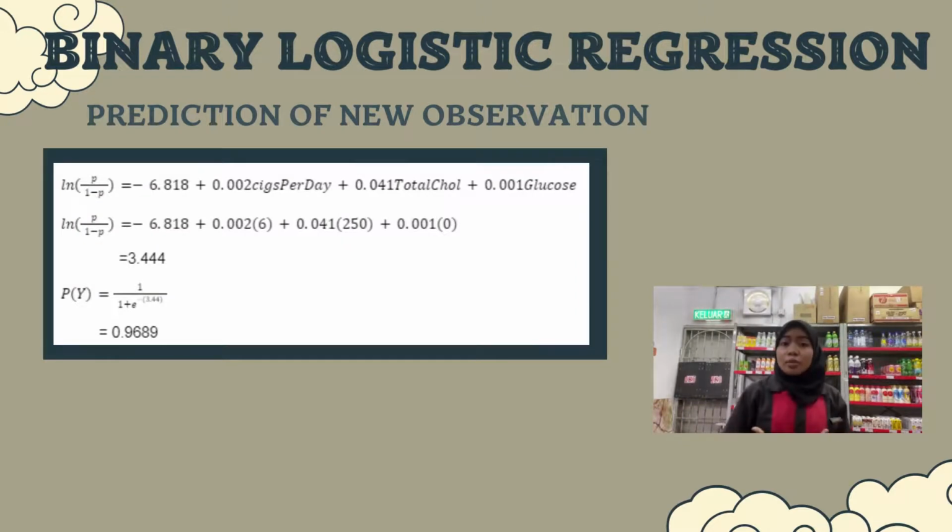Prediction of new observation. Let's say a person who will have an average of 6 cigarettes per day, has no glucose level, and his total cholesterol is 215. Is the person going to have coronary heart disease in the 10 years? Well, we can use the logistic model that we got just now, and the probability is 0.9689, which is more than 0.5. Therefore, the person will have coronary heart disease in the 10 years.